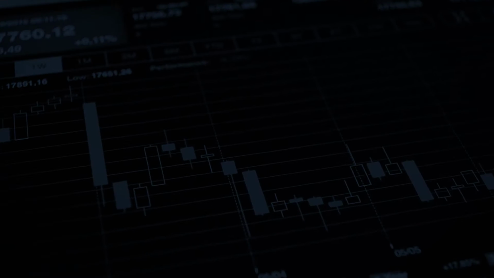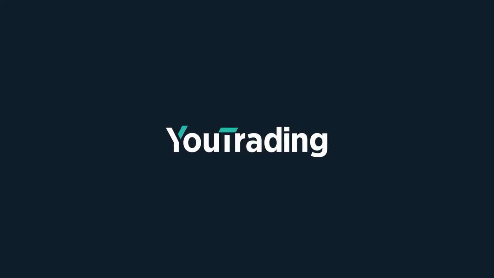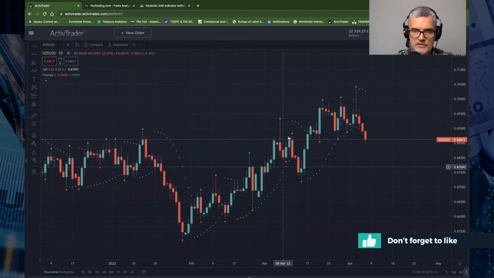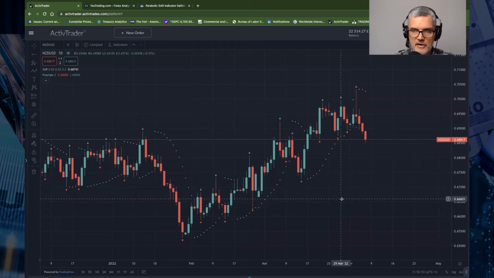And today I'll be looking at the Parabolic Stop and Reverse indicator. Okay, first of all, the dots on this chart, below price action or above price action, you see it making these little waves of dots, is the Parabolic Stop and Reverse.